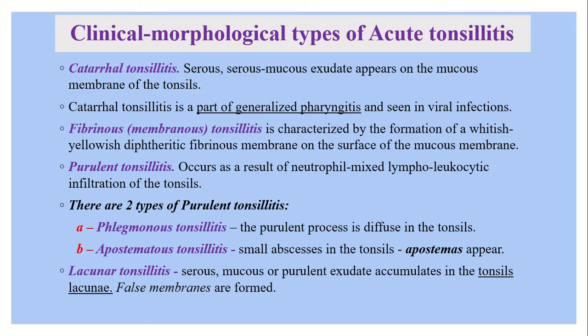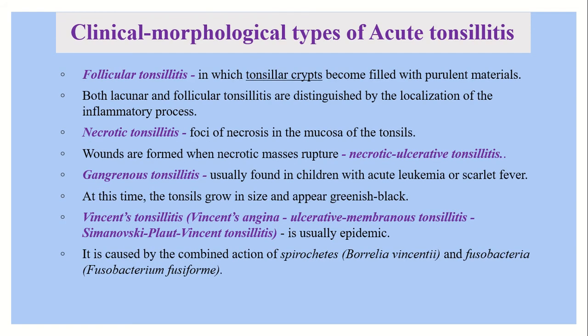There are two types of acute tonsillitis classified by localization. One of them is lacunar tonsillitis. Serous, mucous, or purulent exudate accumulates in the tonsillar lacunae, and here false membranes form, not true membranes. And follicular tonsillitis, where the pathologic process is located in the tonsillar crypts.